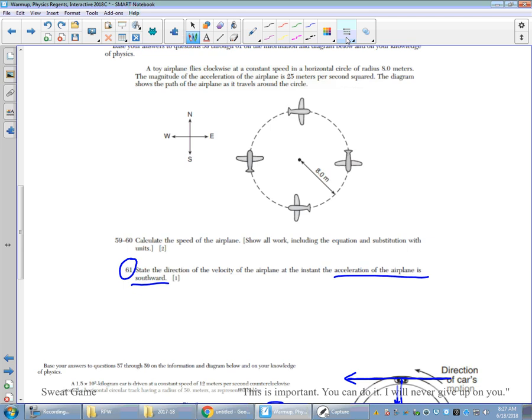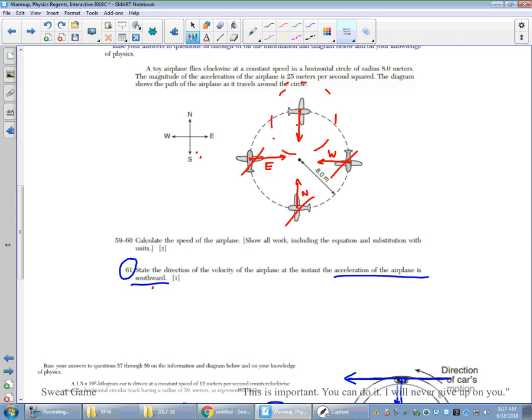It's very easy to know the direction of the acceleration. Like, for example, here the acceleration is always toward the center. That's north. Well, that's not south, so that's not the right location. Here the acceleration, always toward the center, is east. Well, that's not south, so that's not it. Here, the acceleration, always toward the center, is west. Well, that's not south, so that's not the location. Here, the acceleration is toward the center. That is south. This is the location we want, but the question is not over yet.